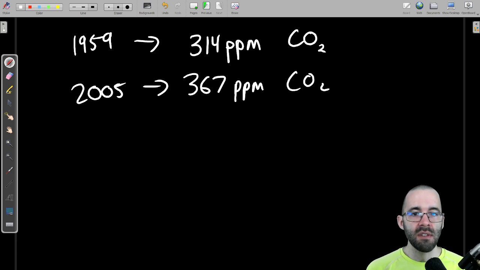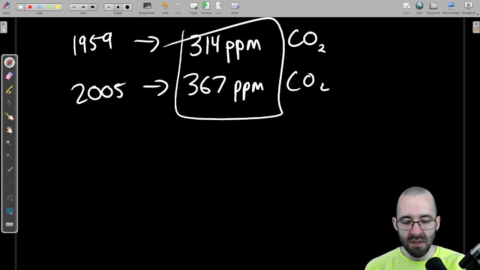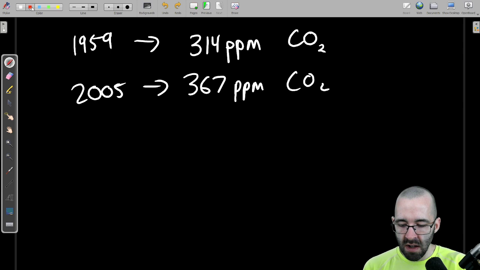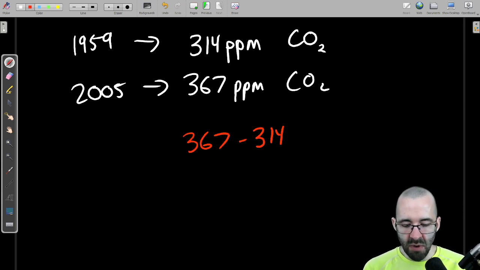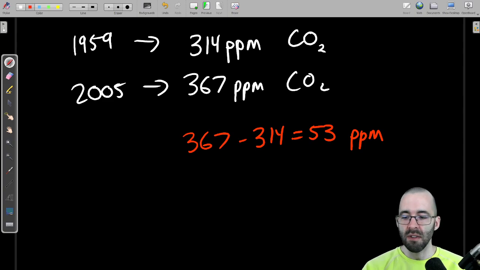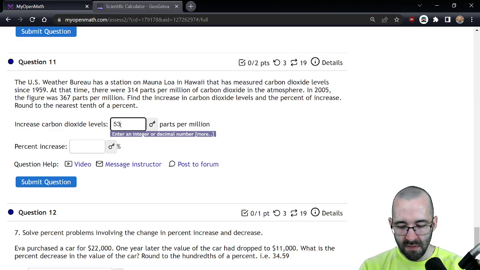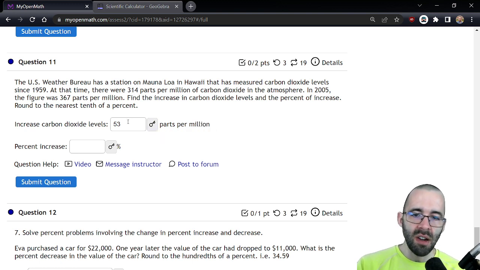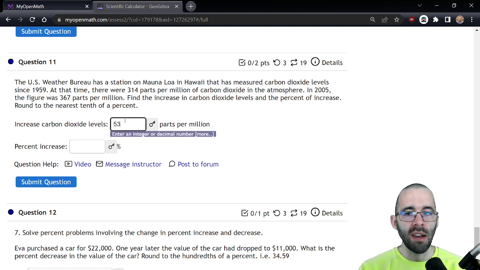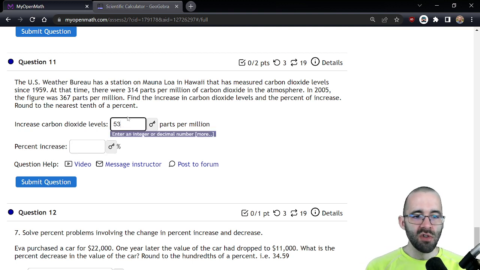So what's the increase? What's the difference between these two numbers for the CO2? We just take the difference. 367 minus 314, you can type that into a calculator, and you're going to get 53 parts per million is the difference. 53 parts per million. Great. So what's the percentage increase? And this is what can be usually pretty tricky. And again, we're going to sort of check our answer before we hit submit.